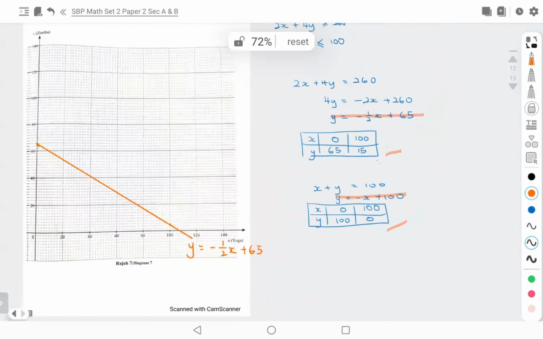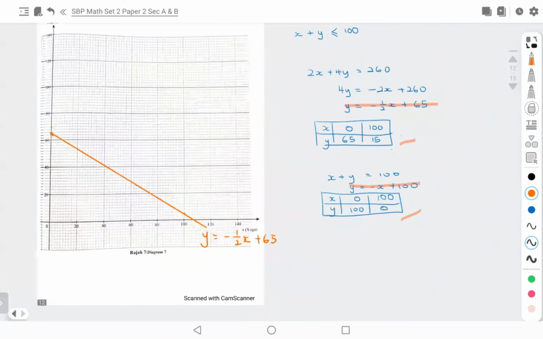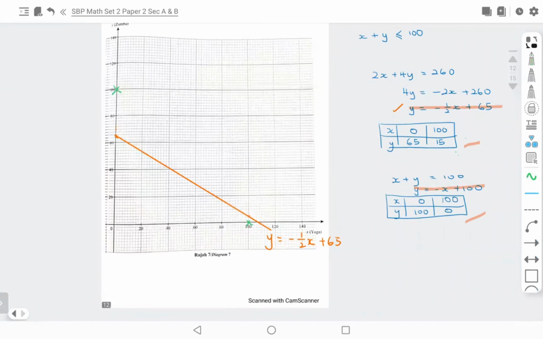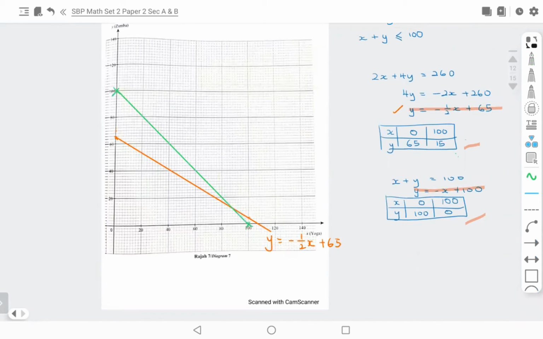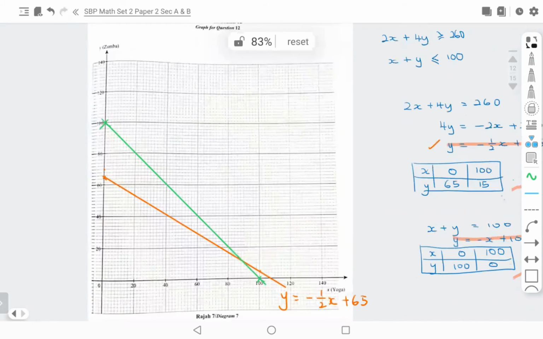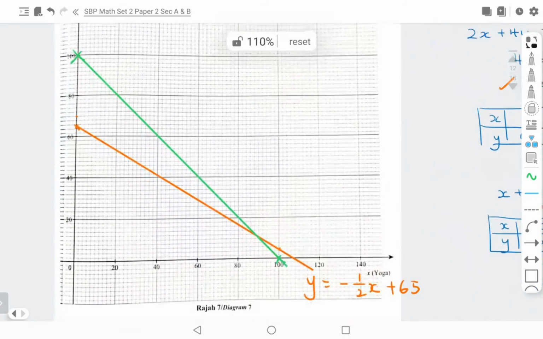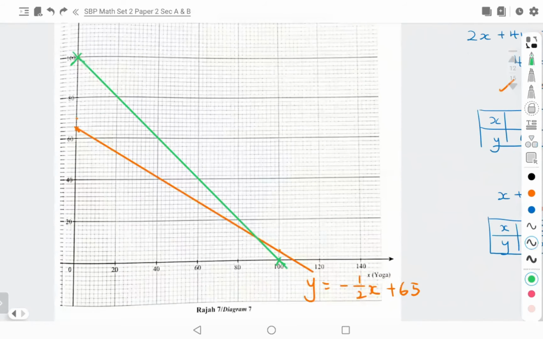Okay, this one, next one, 100, then here 100 also. Okay, we draw the line. Okay, so now you have these two lines. This one, the green color one, x plus y equal to 100.